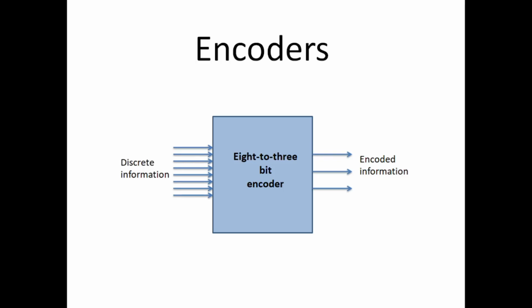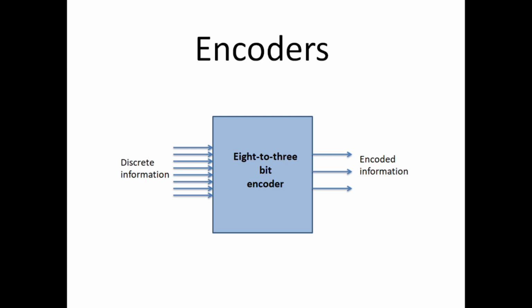So, for example, this is an 8 to 3-bit encoder. When this gets 8-bit discrete information, this encoder encodes the input 8-bit discrete information into 3-bit code. Encoders are used in computers and digital systems where discrete information is encoded for storage or for transmission. We will see a number of examples in coming slides.